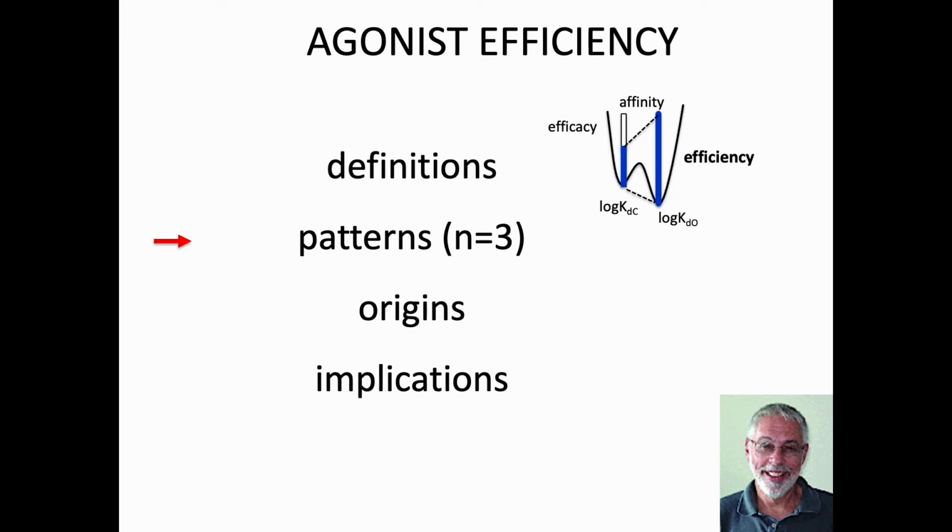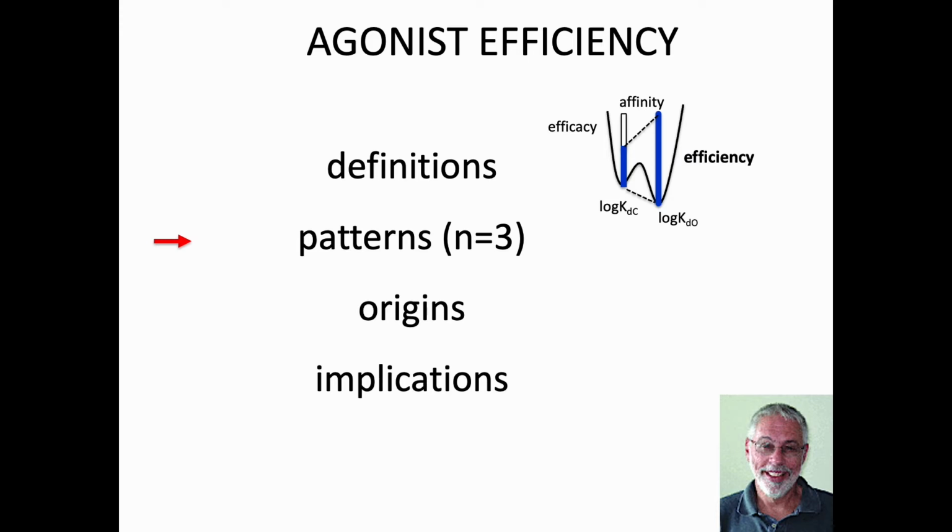Efficacy being the difference between the lengths of the lines, and efficiency being the ratio of the lengths of the two lines, or 1 minus that ratio. So affinity can be anything, and efficacy can be anything, as we showed previously, but efficiency turns out to be very patterned. And that's what makes it so interesting.